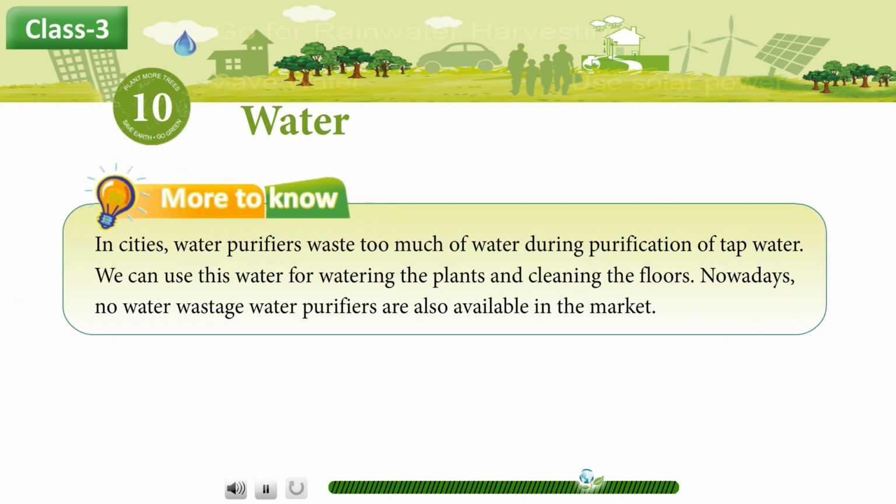More to know. In cities, water purifiers waste too much water during purification of tap water. We can use this water for watering the plants and cleaning the floors. Nowadays, no-water-wastage water purifiers are also available in the market.